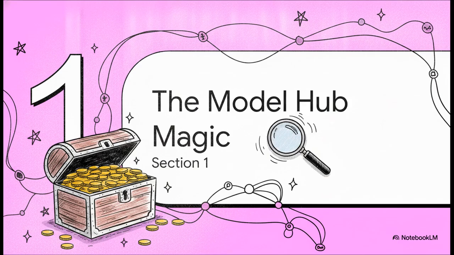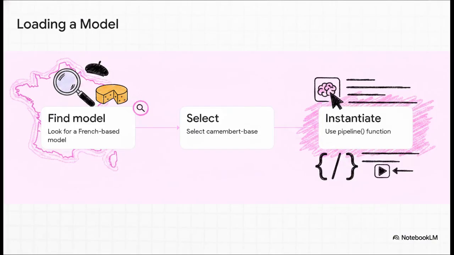All right, Section 1, the Model Hub Magic. To get these models working properly in our code, we first need to start right at the source, which is the Hugging Face Model Hub. If you haven't used it, it's basically this incredible treasure trove for developers, totally designed to make selecting the right model completely frictionless. Let's walk through a practical workflow here.